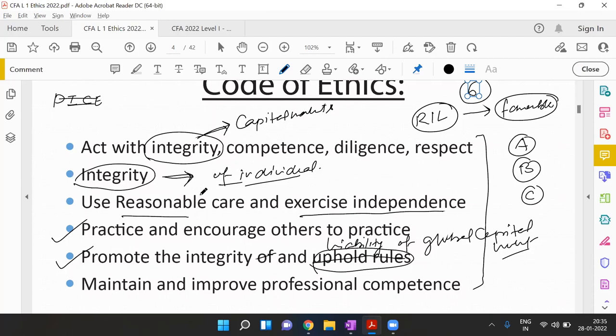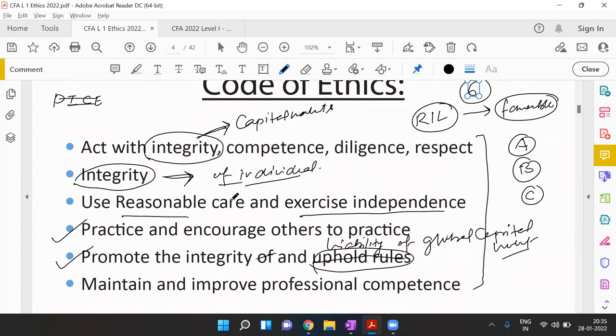No, sir. If you're doing any sort of research, right? Or research mein aap kya kar rahe ho? You're just taking data from some sources which are not reliable. Are you being reasonable? No, sir. So these are the examples of use reasonable care. Okay. Sir, second point, integrity of individuals, right? Yes, sir.